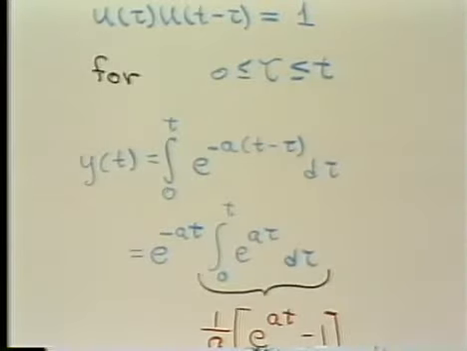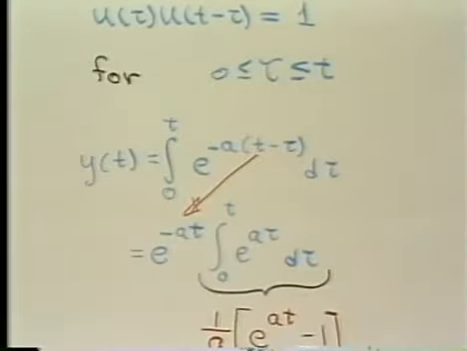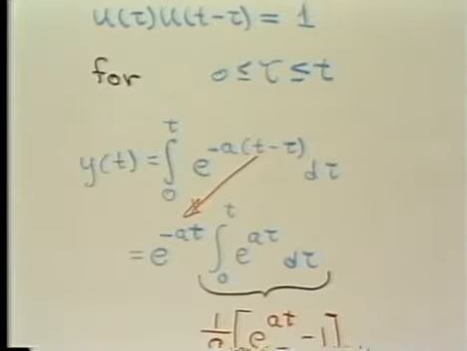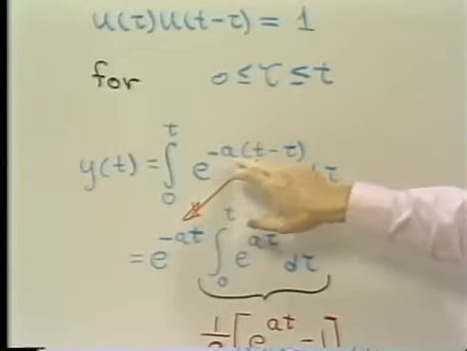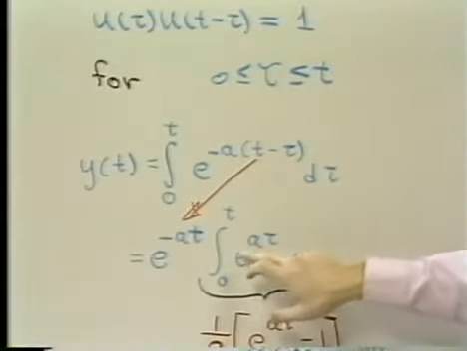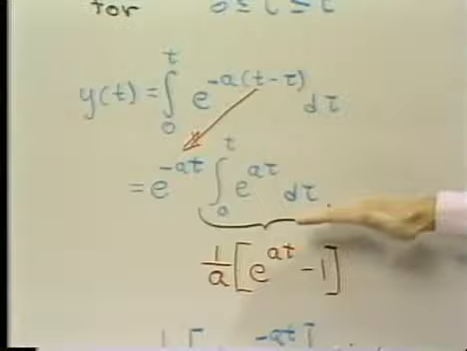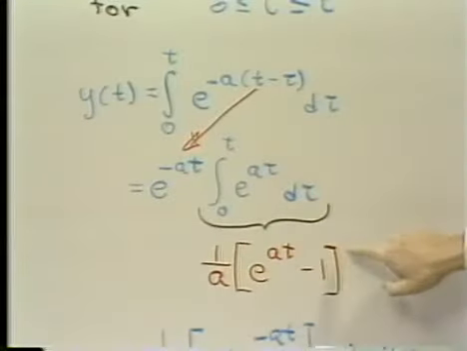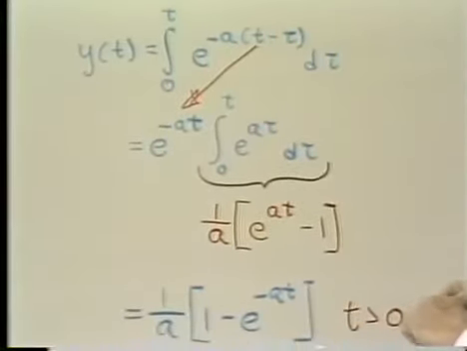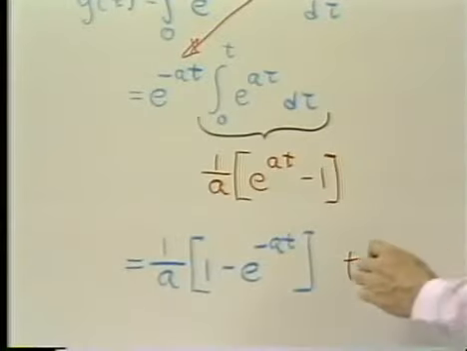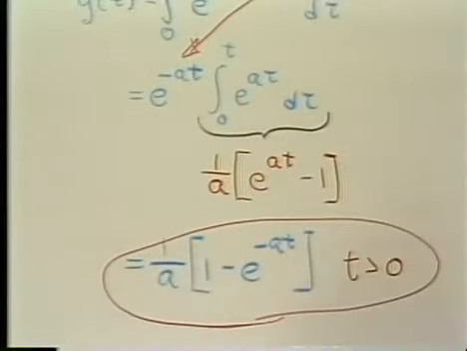Looking at this integral, we can now pull out the term which corresponds to e to the minus at, just as we pulled out a term in the discrete time case. And we notice in the integral that we have e to the minus a, t minus tau. So that gives us the integral from 0 to t of e to the a tau. If we perform that integration, we end up with this expression. And finally, multiplying this by e to the minus at, we have for y of t, for t greater than 0, the algebraic expression that I've indicated on the bottom.